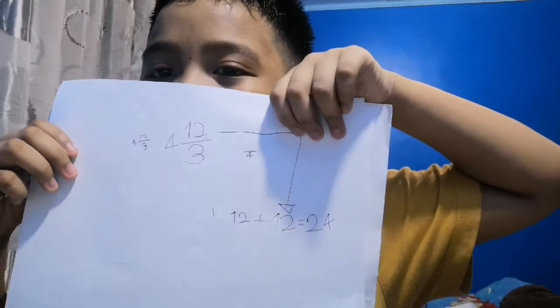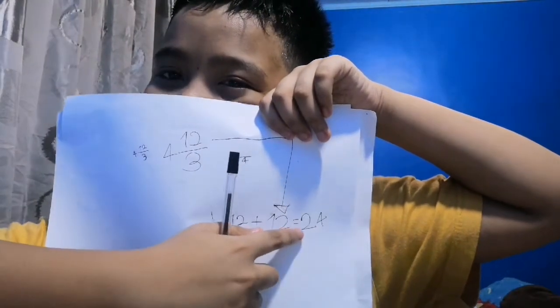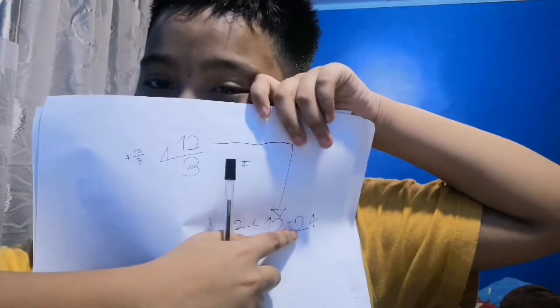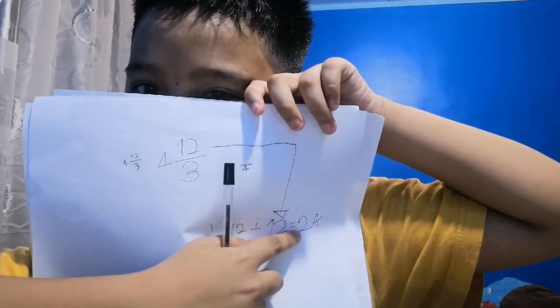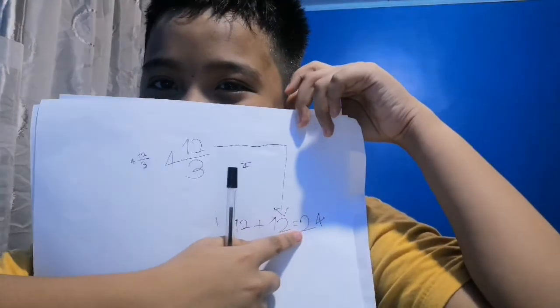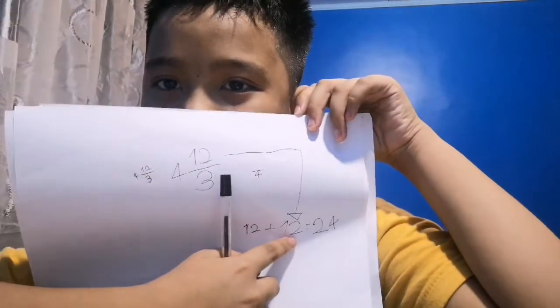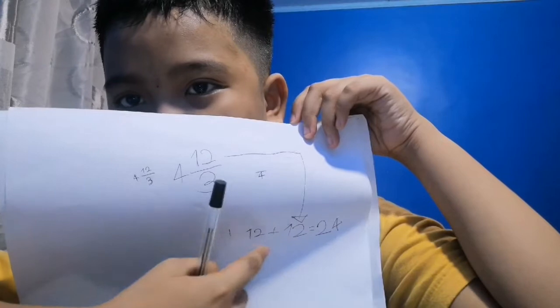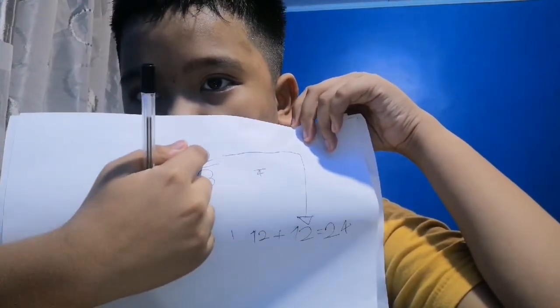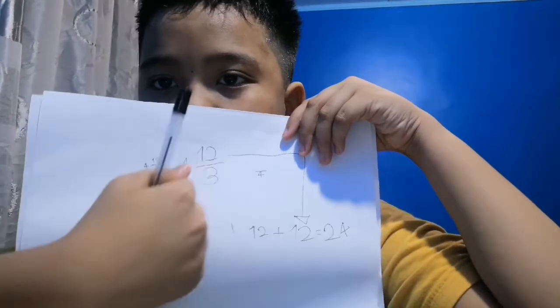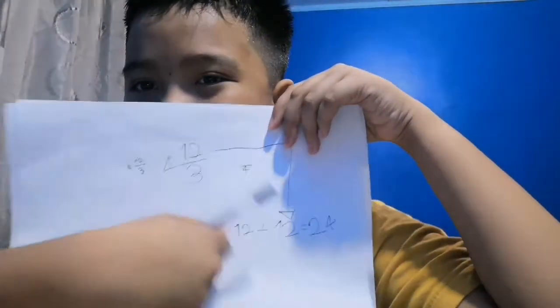Okay. Boom. Like this. And we're going to see 24. I don't know if you can see it properly. This is 2 and this is 4. And this is 12. This is 12. As you can see, here is the 12. 2. And. Never mind.